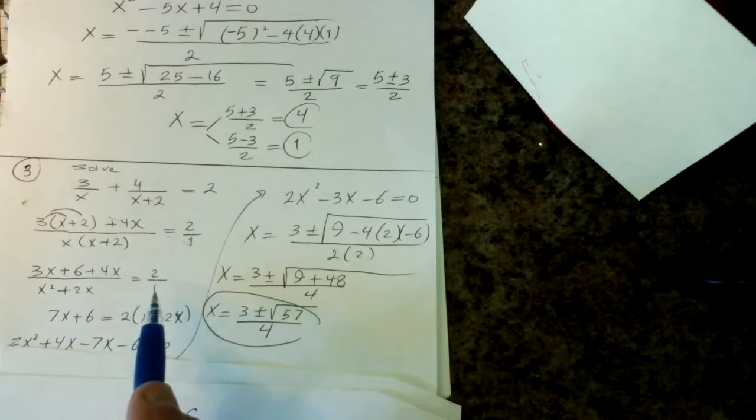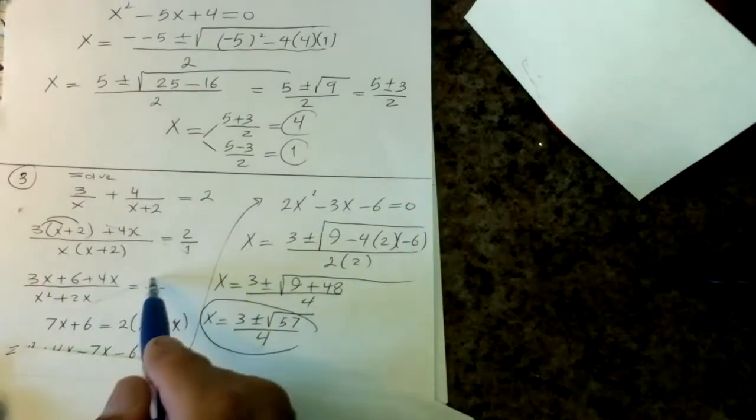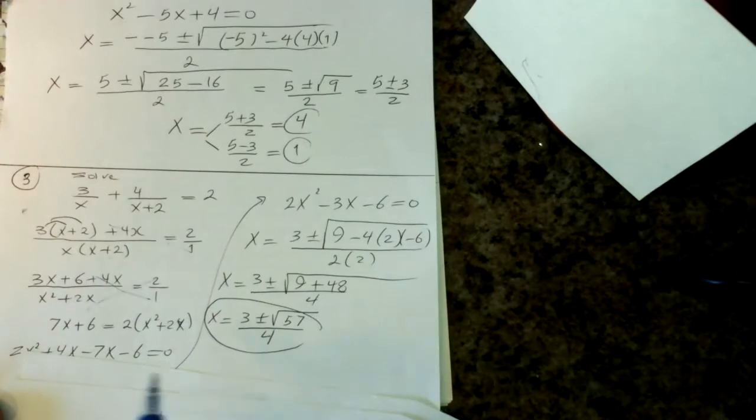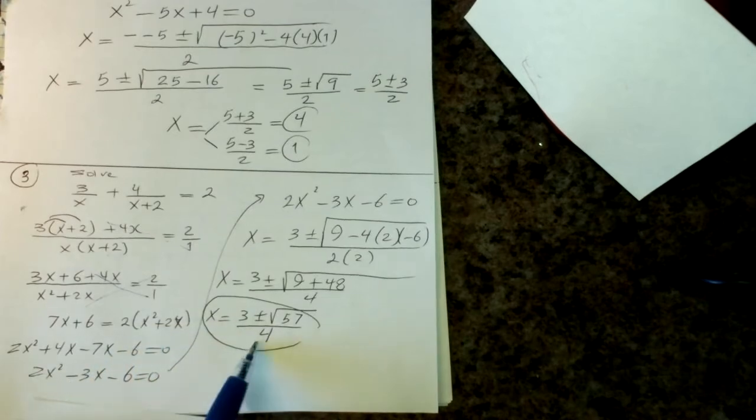Okay, that's what we did here. Look, 2 times that and 1 times that, which is 3x and 4x is 7x. See? And then you distribute 2, bring everything to one side, and then use the quadratic.